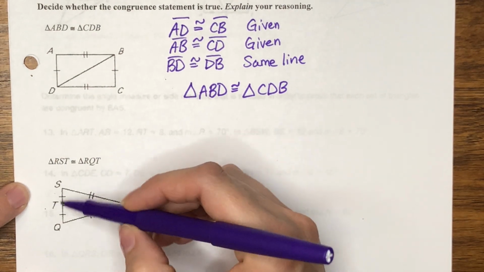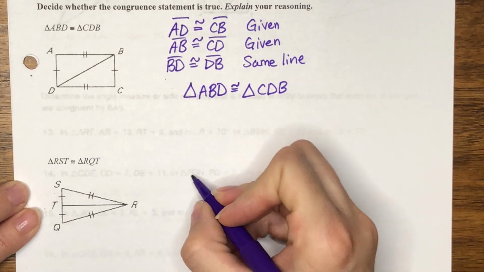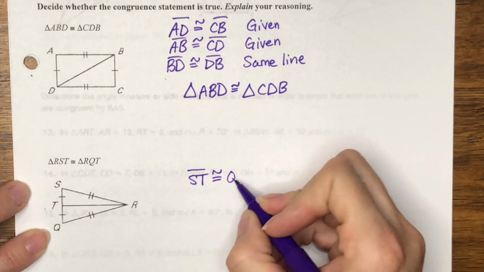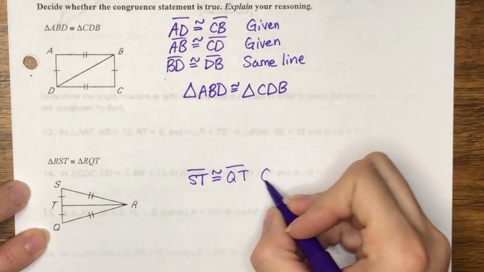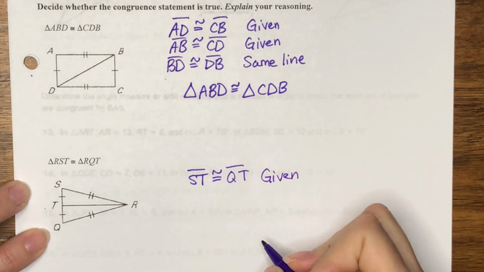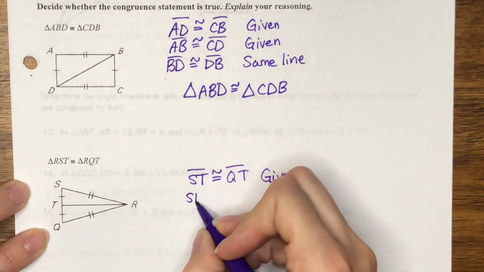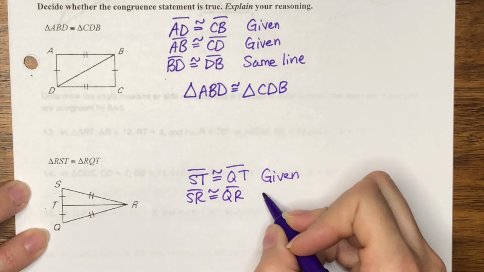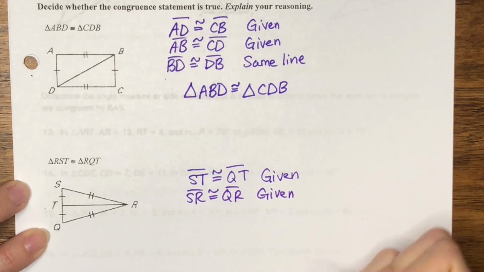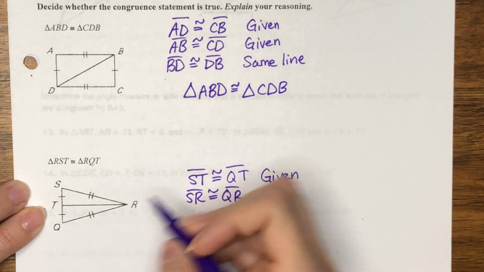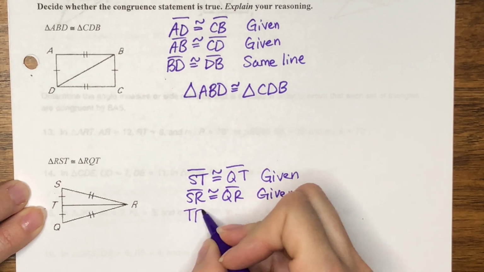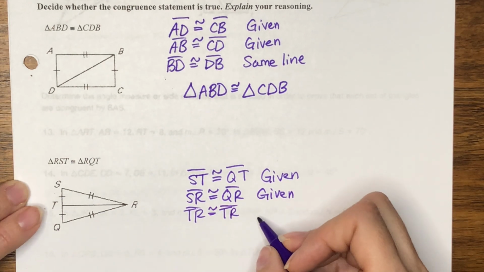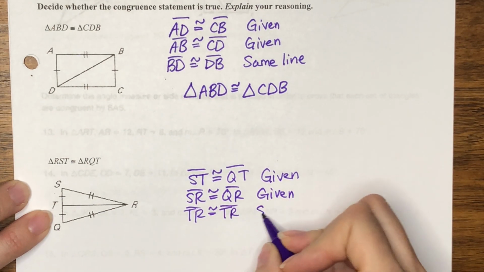Okay, let's take a look here. We have some given information. We know that the line segment ST is congruent to the line segment QT. And that's given information. And then we have that line SR is congruent to the line QR. That's also given to us. And then if we look at this sketch here, we have TR is congruent to TR. And we know that because it's the same line.